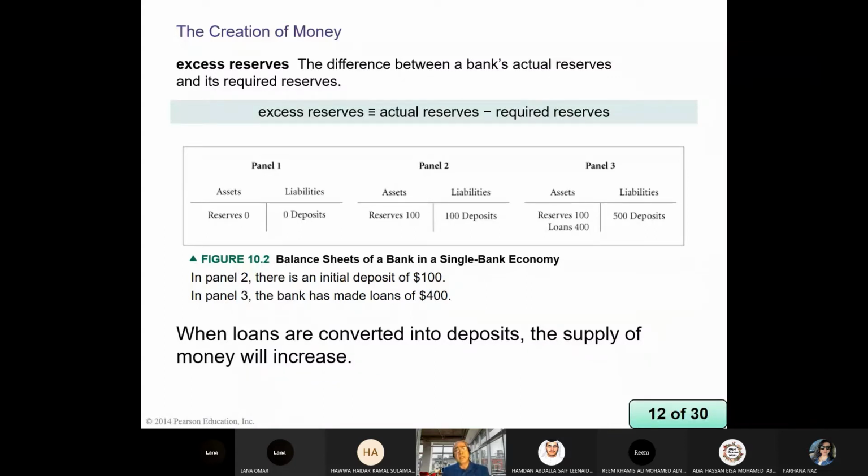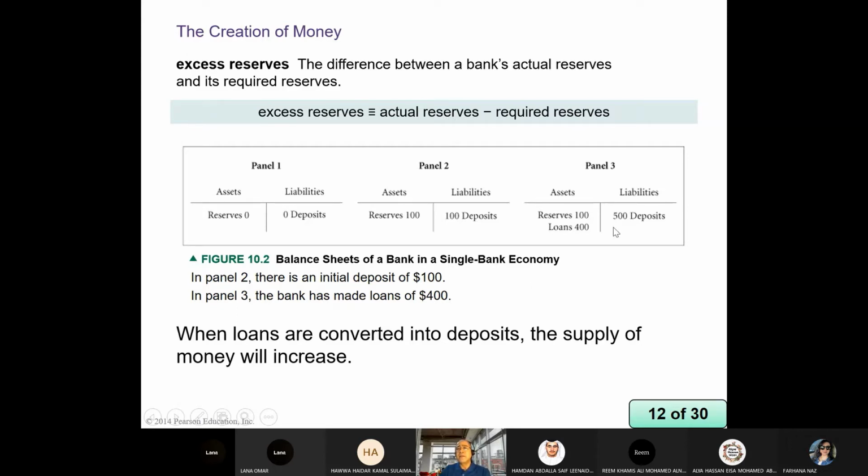Okay, so let's start. So the first term, excess reserves. Excess reserves is the difference between actual reserve and required reserve.